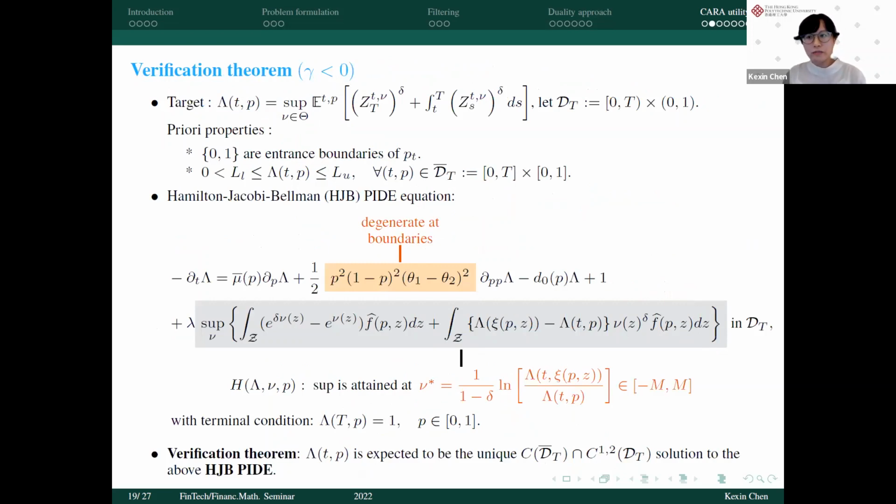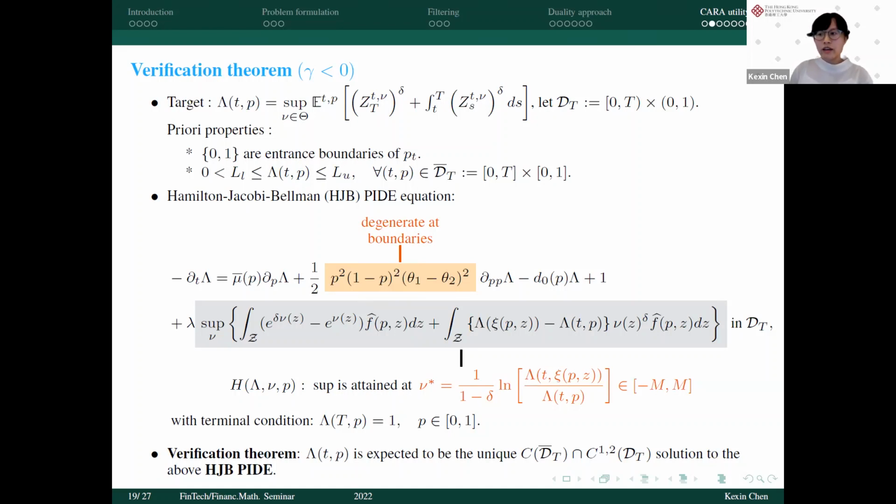As suggested by the previous steps, our target is to solve the dual optimization problem. Here we first derive two important primary properties. The first is that 0 and 1 are entrance boundaries of the filter process. This means that they cannot be reached if the P_T starts from the interior of its domain. In other words, if you begin with an initial guess of, for example, 0.1, then your guess process can never reach 0 or 1.